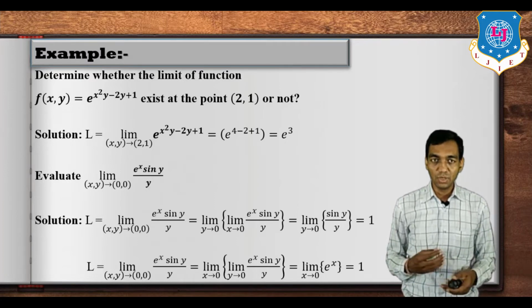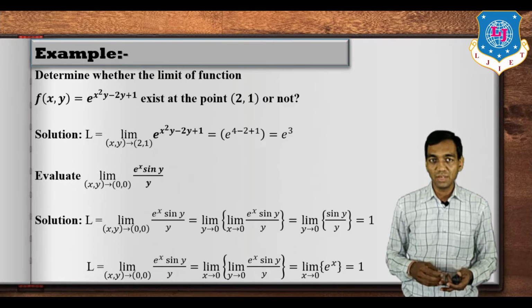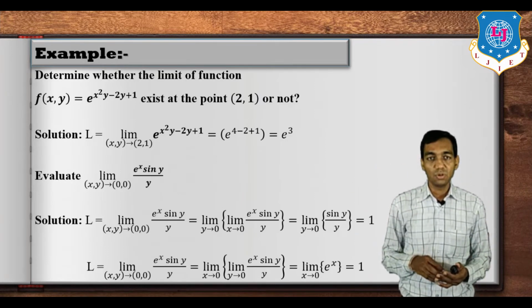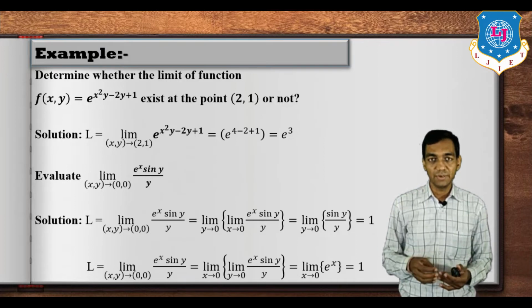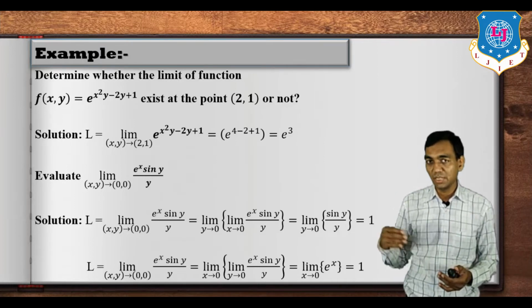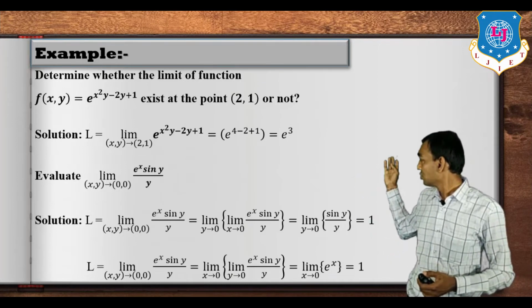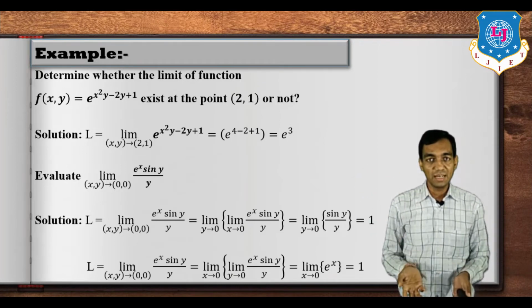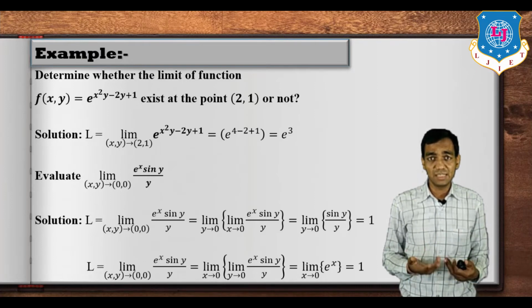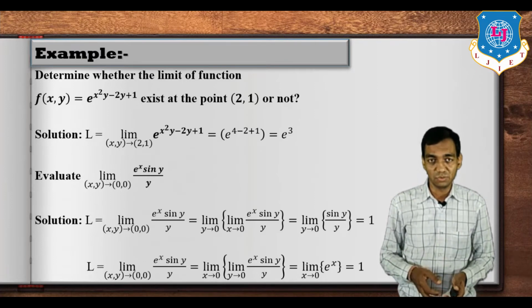So what we are going to do is put in the value. The limit L is equal to the limit as (x, y) tends to (2, 1) of e^(x^2 y - 2y + 1), which is e^(4 - 2 + 1), and that will directly be e^3, and this value is non-zero. So this limit directly exists and it has a value e^3.